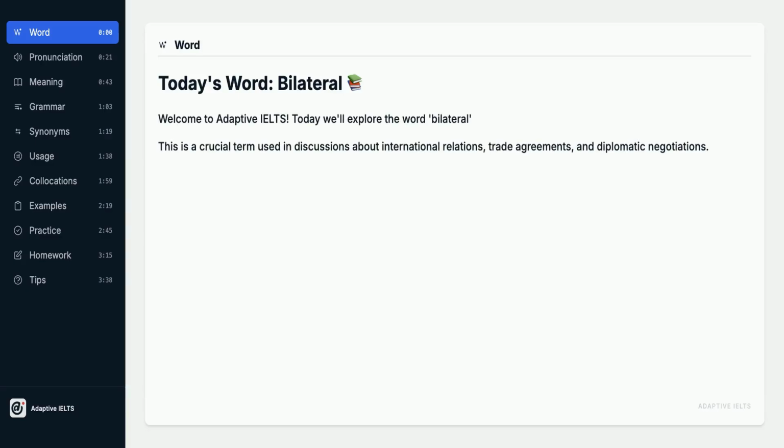Welcome to Adaptive IELTS. Today, we'll explore the word bilateral, a crucial term used in discussions about international relations, trade agreements, and diplomatic negotiations. This word is particularly valuable for Task 1 essays describing graphs and trends, as well as Task 2 essays discussing global cooperation and partnerships.